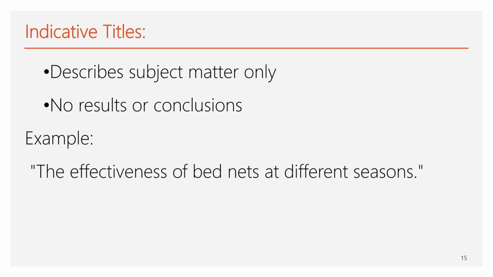There are different types of titles. First is known as the indicative title. For example, the effectiveness of bed nets at different seasons. This is an indicative title because it describes the subject matter, that is, what is tested: the effectiveness of bed nets at different seasons. But such titles do not show any results or conclusions.